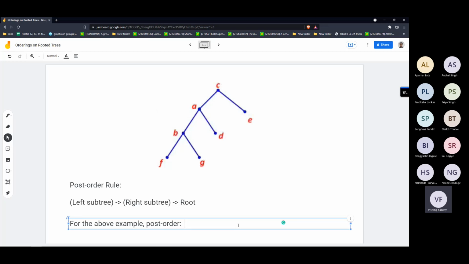So what will the order be? Once you reach B, what is going to be the order? F, G, then B. Very nice. So you have left subtree F, then the right subtree G, and then the root B. So what have we completed now? We have completed the left subtree of A, right? Yes, sir. The left subtree of A is complete. Okay. Then what will you do?